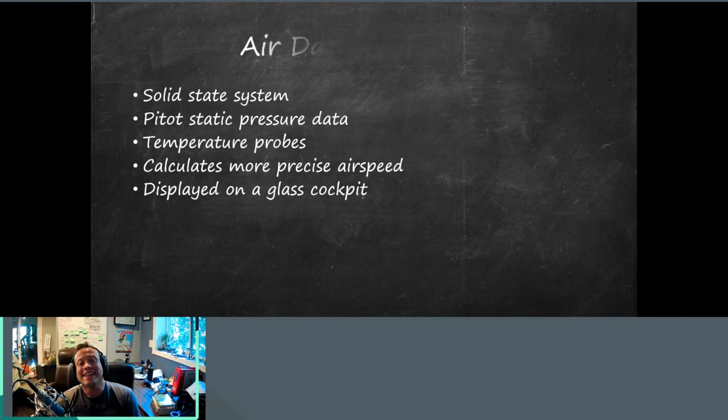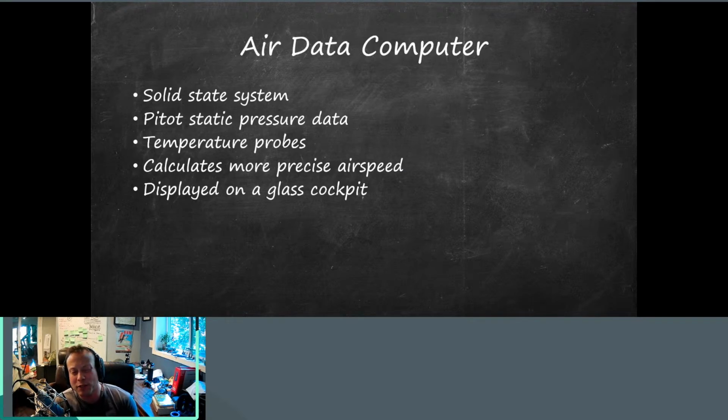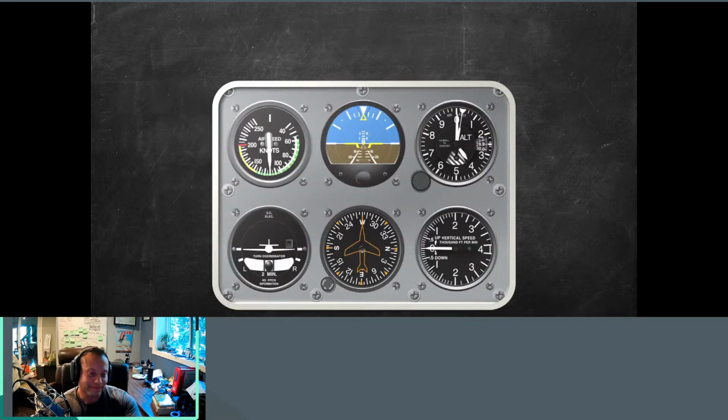Now let's talk about the air data computer. The ADC is a solid state system that takes that pitot-static pressure data, along with some temperature probes, and it calculates your precise airspeed, altitude, and vertical speed, and it's displayed on a glass cockpit.